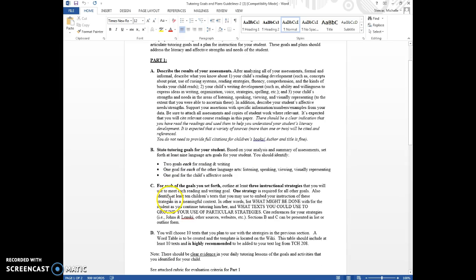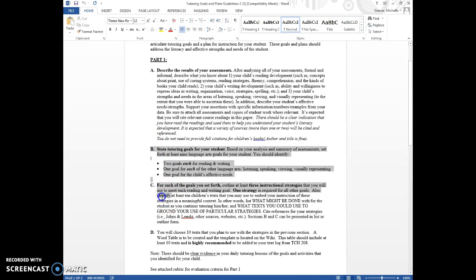Parts B and C of the paper, I would like for you to combine, labeling it parts B and C. The reason I'd like for you to combine them is because you are stating the goals that you have set for the student, along with the strategies you plan to use to help you meet the goal with the student. And it makes sense to combine these 2 sections. You will create sections B and C for this paper in outline form. I'll state that again. It needs to be in outline form.